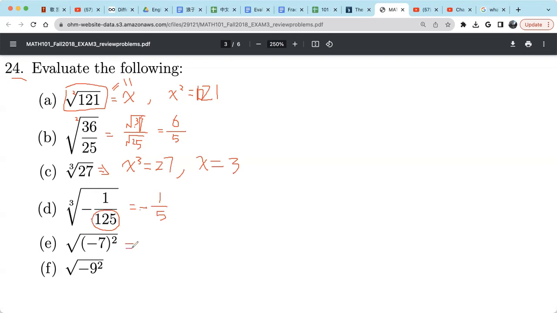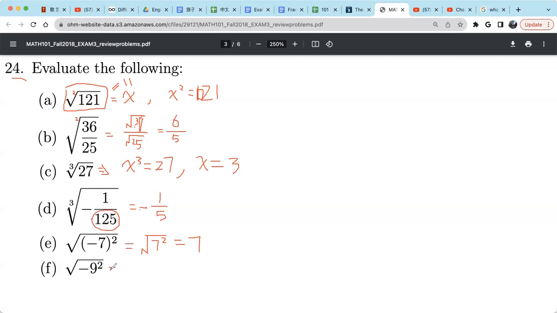For E, it's a little bit tricky. Okay. E, we have parentheses around this -7. So what do we do? We first square the negative sign, which gives a positive 7 squared. Because of the negative, think about -7 as -1 times 7. When we square -1, it means -1 times -1, which becomes +1. So we get 7 for this one.